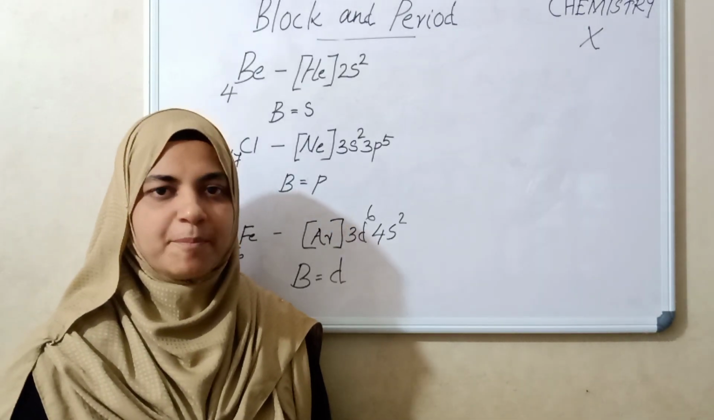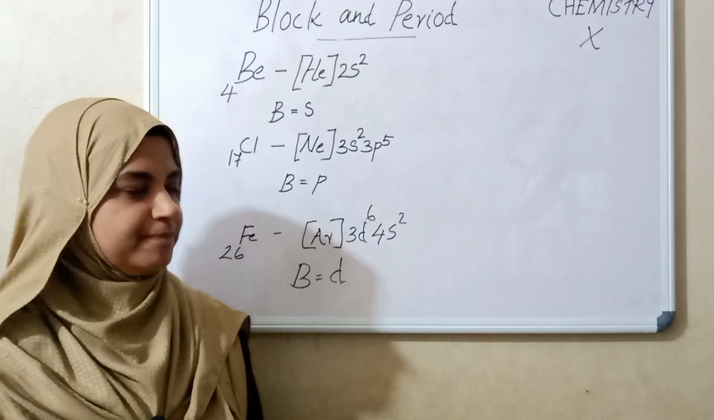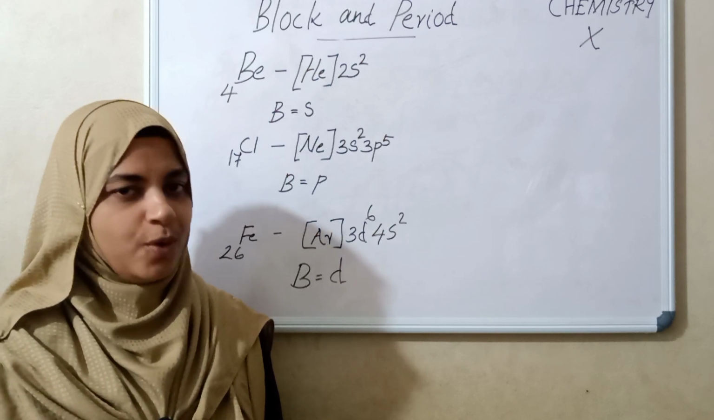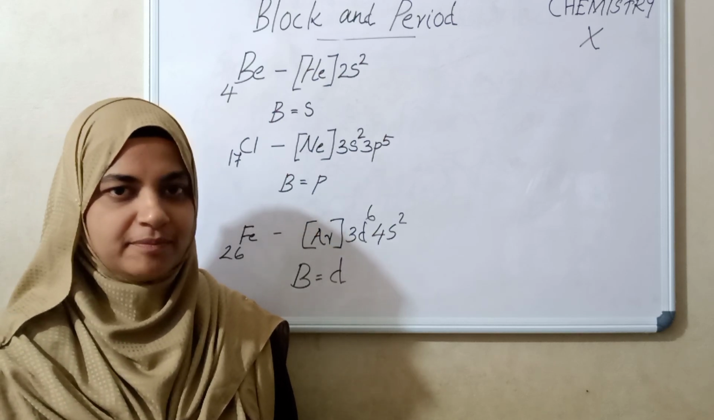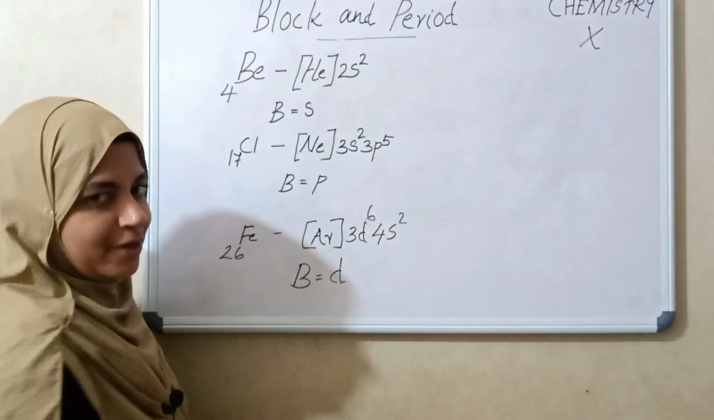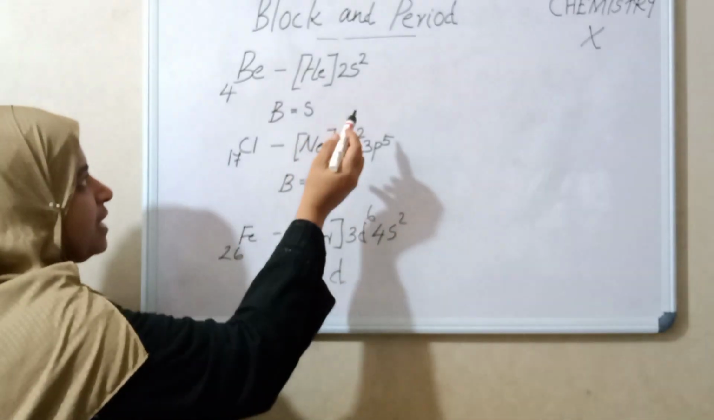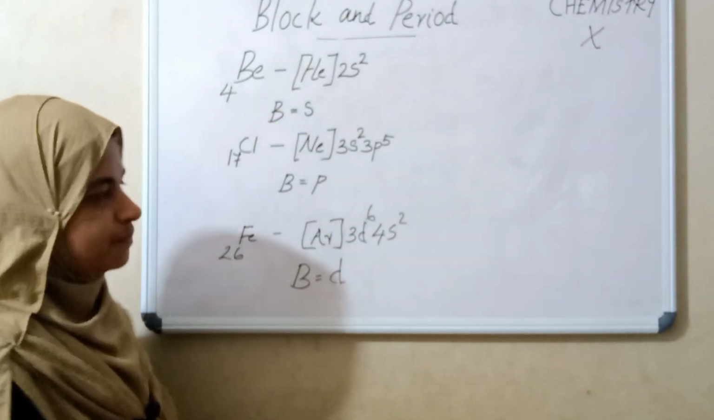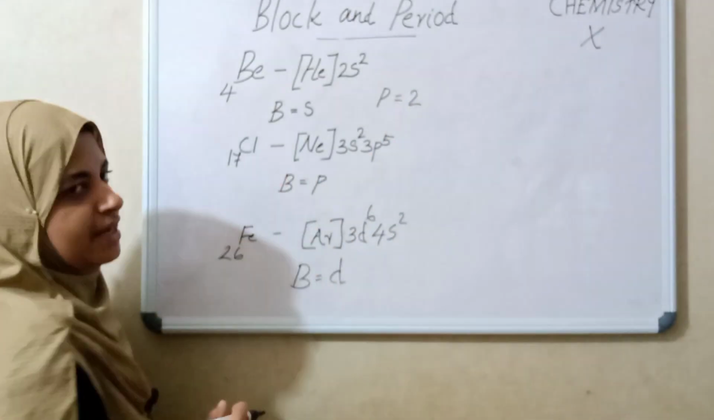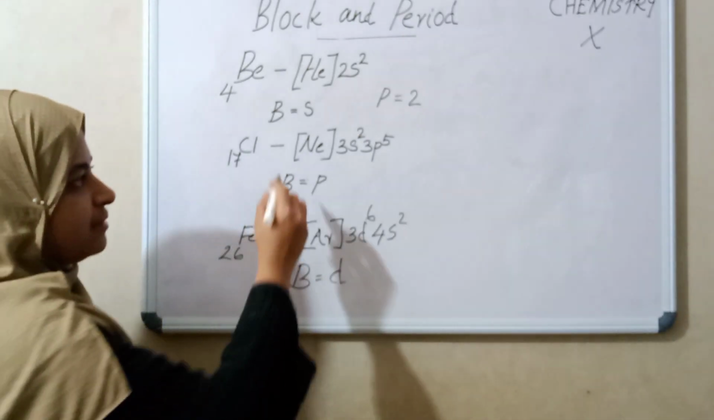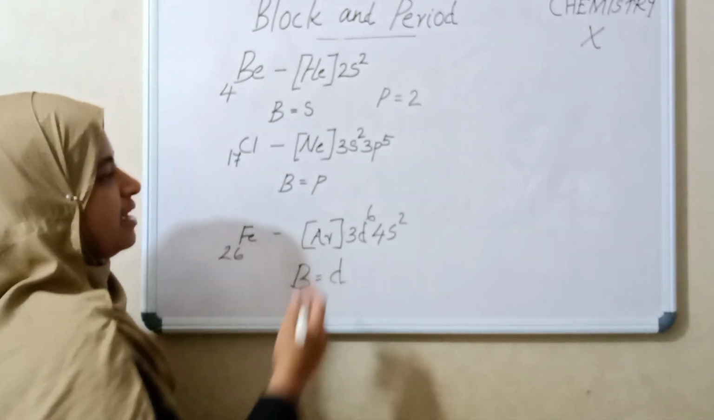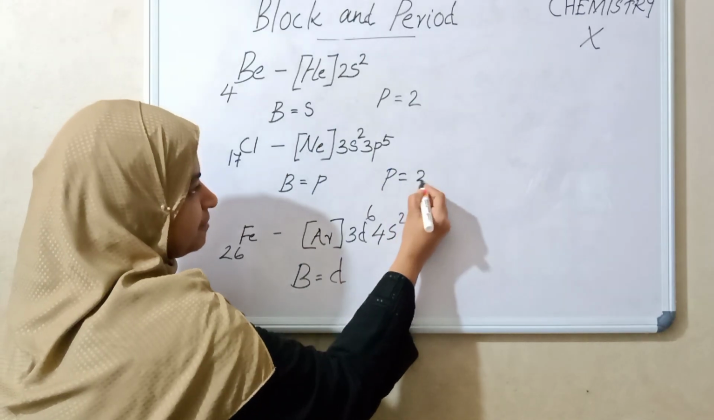Next, we can discuss the period number of an element. Period number is equal to the largest shell number, or outermost shell number. Here, in this example, the largest shell number is 2. Therefore, the period number of beryllium is 2. In the case of chlorine, the largest shell number, or outermost shell number, is 3. Here, the period number is 3.